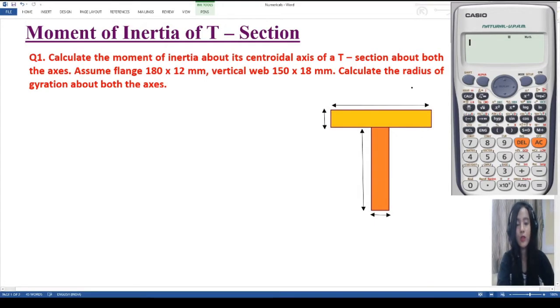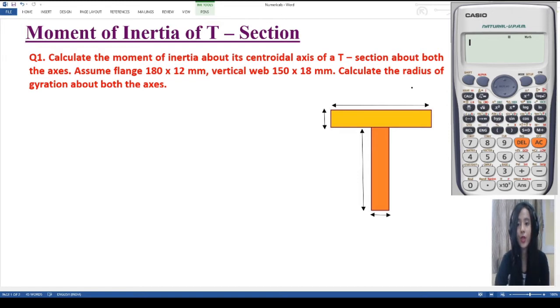Welcome back to all. In today's session, we'll find the moment of inertia of a T-section. So let us get started. Calculate the moment of inertia about its centroidal axis of a T-section about both the axes.